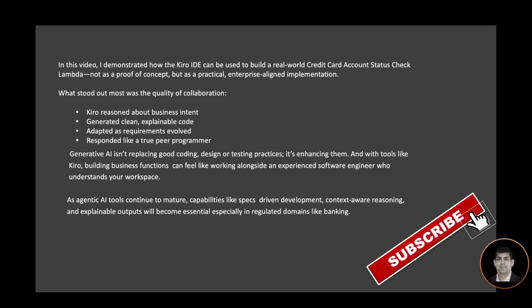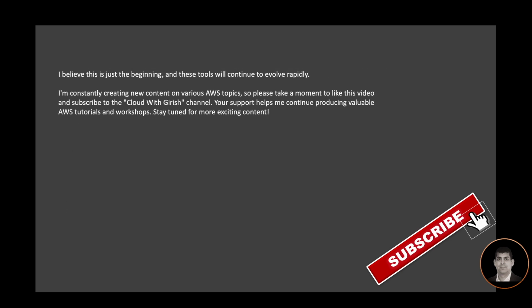With tools like Kiro, building business functions can feel like working alongside an experienced software engineer who understands your workspace. As agentic AI tools continue to mature, capabilities like specs-driven development, context-aware reasoning, and explainable output will become essential, especially in regulated domains like banking. I believe this is just the beginning, and these tools will continue to evolve rapidly.